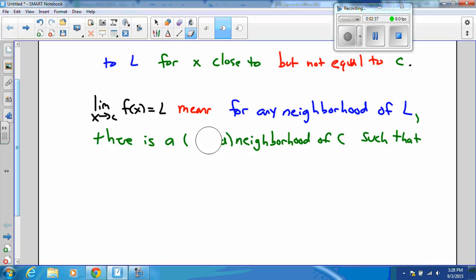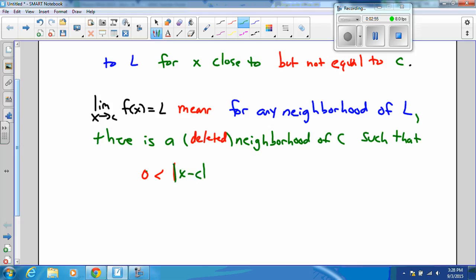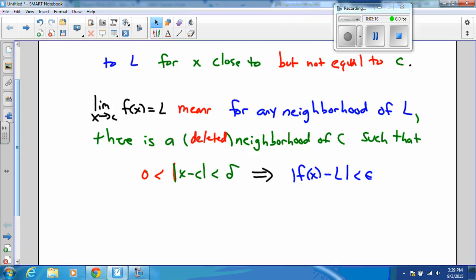let's put the word deleted in red here. There we go. So now our colors match. Such that when x minus c is less than the radius of our neighborhood, then f of x minus L is in the radius of our neighborhood also.